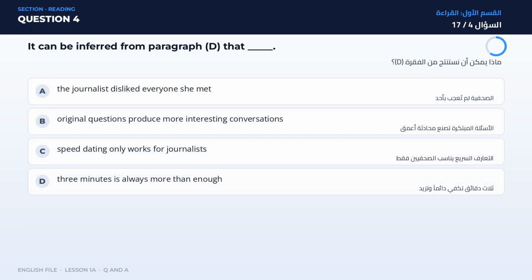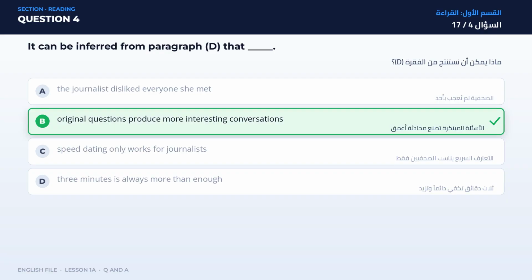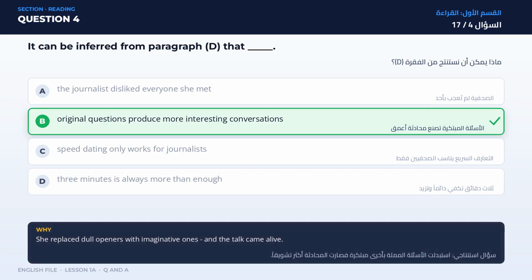Question 4. What can we infer from paragraph D. B. Original questions produce more interesting conversations. She swapped dull openers for imaginative ones, and suddenly 3 minutes felt too short.